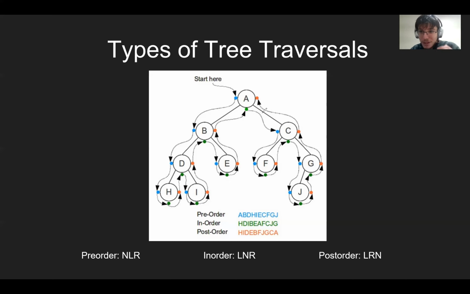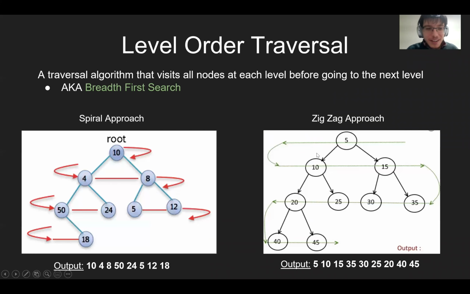Or we go right and then left, so then F, and then after F, we go over. We don't go to the node until we've hit all the leaves. So J and then G and then C and then A. So maybe that was a little confusing, but hopefully you can kind of see with the picture.